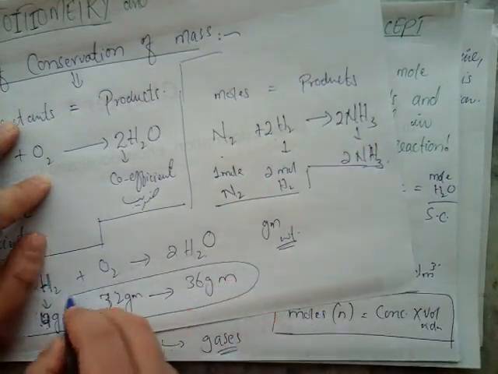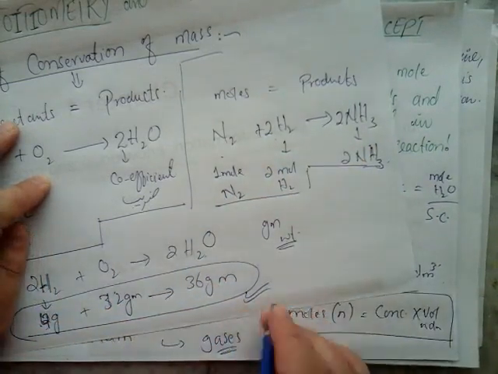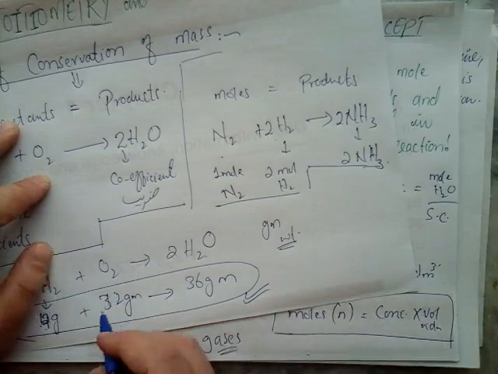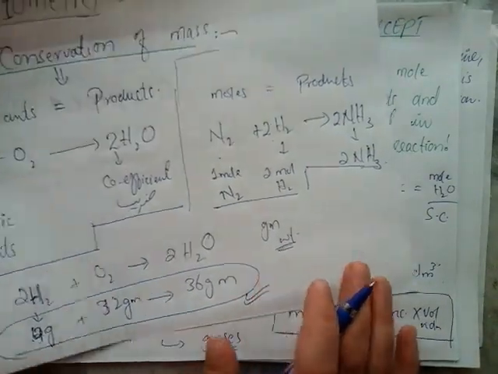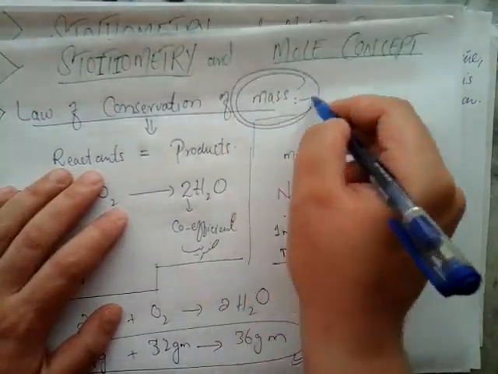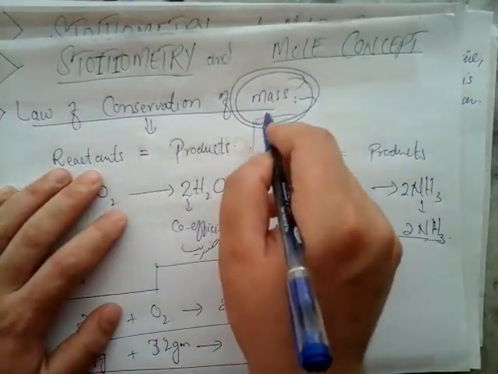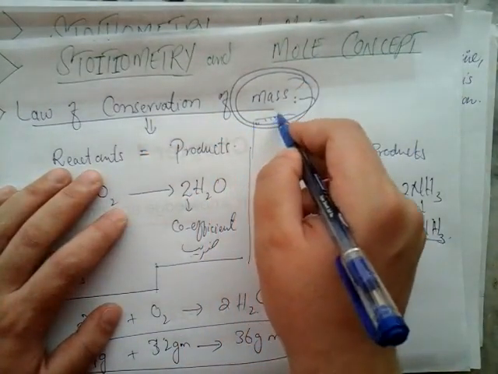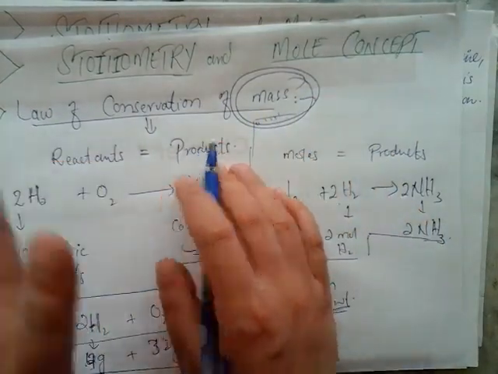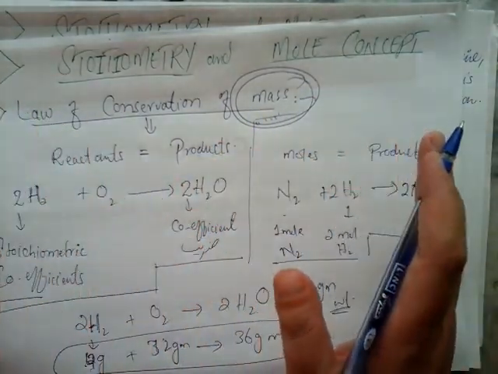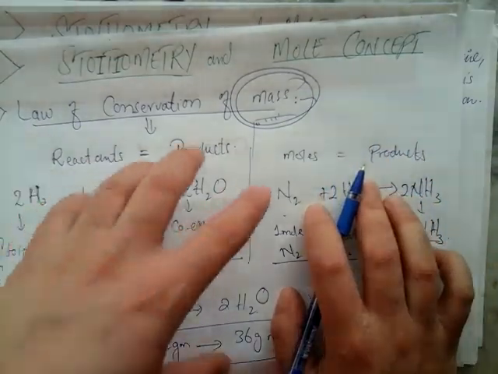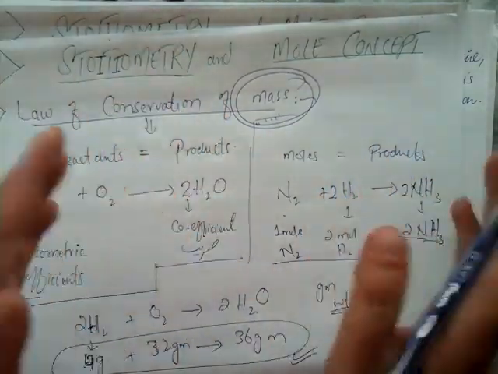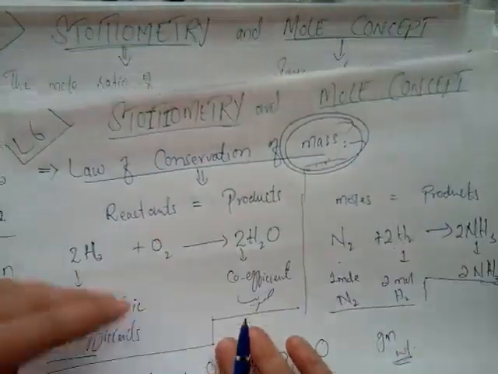But in terms of the gram weight, or in terms of finding the masses of the reactants and the products, they are always equal, because of the law of conservation of mass. This is not the law of conservation of moles. Keep in mind, law of conservation of mass. So the mass of the reactants and the products should be equal, but we cannot apply this law to the moles of the reactants and the products.